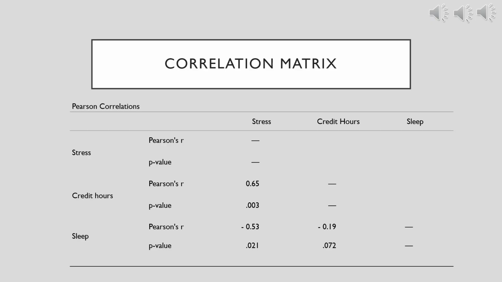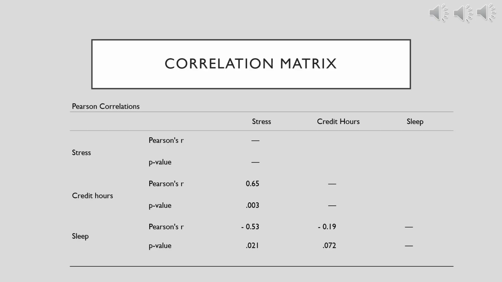Okay, let's say that I have an alternative hypothesis that the more credit hours someone takes, the less sleep they get. Based on the information in this table, what should I do? Well, I'm going to have to, unfortunately, fail to reject the null hypothesis. The null hypothesis would be that credit hours and sleep are not related at all.